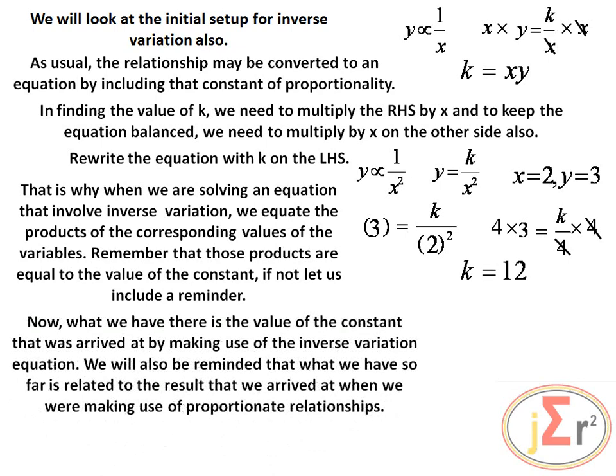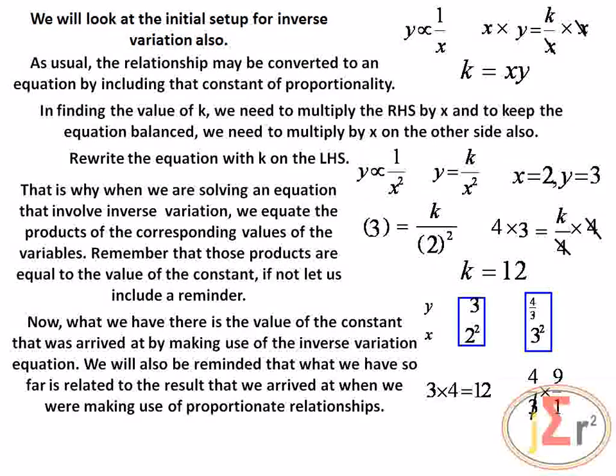Now what we have there is the value of the constant that was arrived at by making use of the inverse variation equation. We will also be reminded that what we have so far is related to the result that we arrived at when we were making use of proportionate relationships. So when we were making use of the proportionate relationships, we multiply those two and multiply those two. When we multiply them, what did we get?